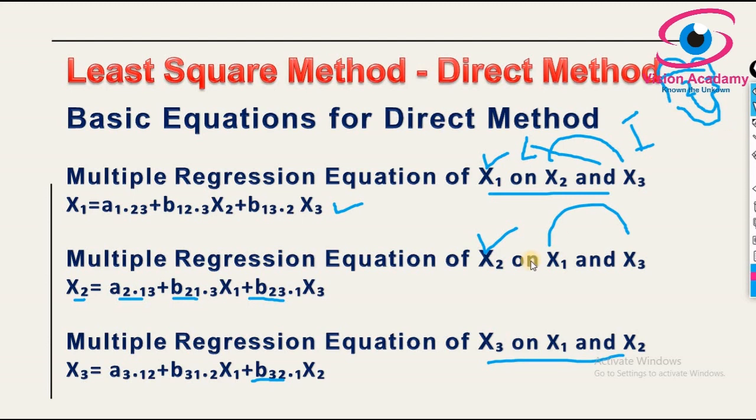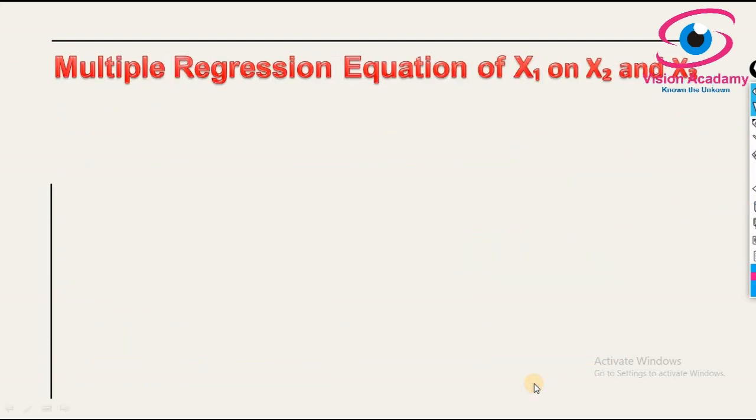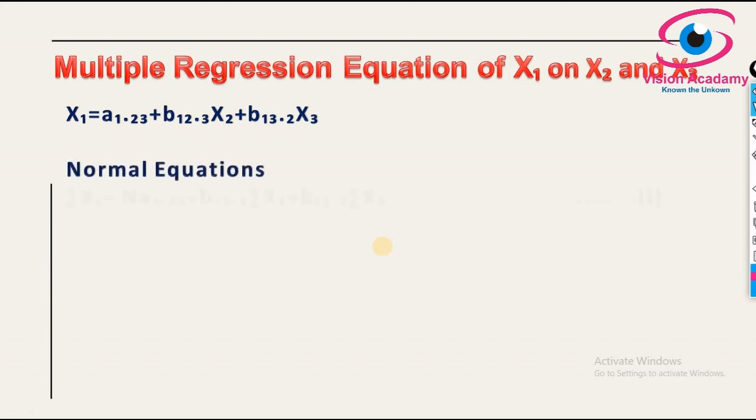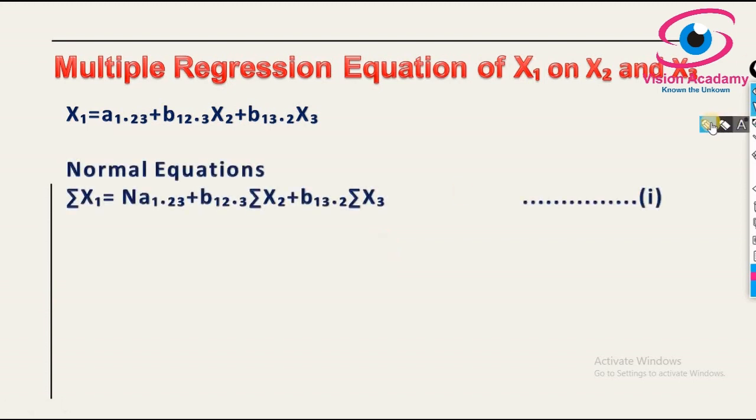So basically we use this formula. We also have a normal equation for each and every basic equation: x1 on x2 x3, x2 on x1 x3, and x3 on x1 x2 also. As I told, we shall see the extension of this basic equation, that is the normal equation. In the normal equation we have three equations.